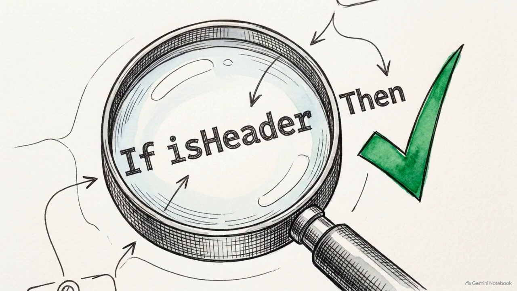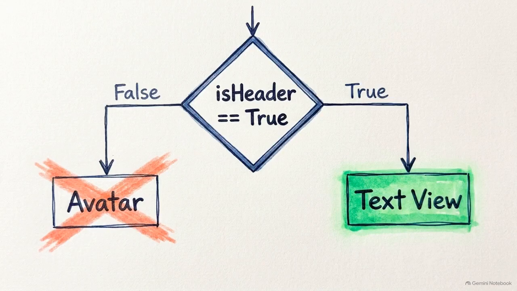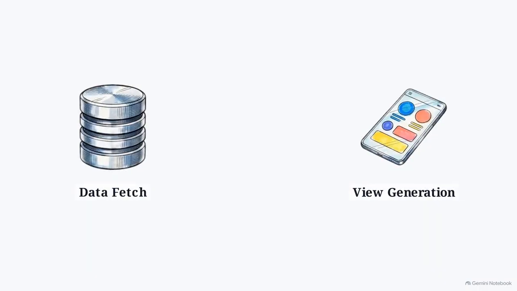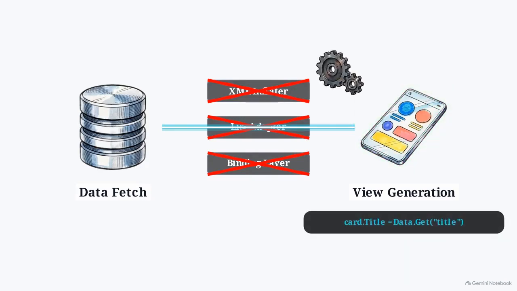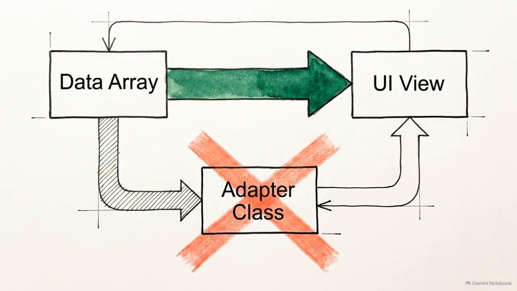Before it builds that product row, the code checks the data map for a Boolean flag called header. If that flag is true, it skips the avatar and instead generates a text view, dynamically altering the row's structure on a per-item basis. Keeping the view generation process inside the same class module where the data is fetched creates a direct execution path. There are no intermediary classes slowing down the render pipeline. This tight coupling of data maps to programmatic view generation avoids the architectural bloat typically associated with building nested recycler view adapters in standard Android development.